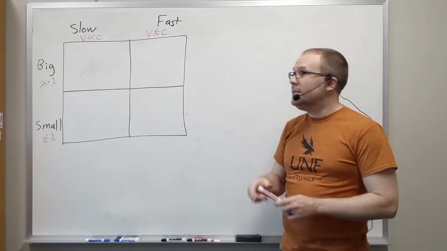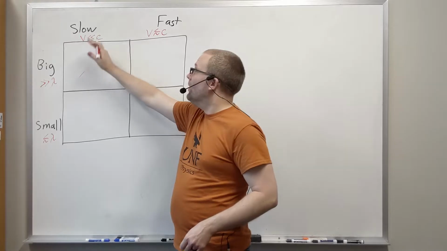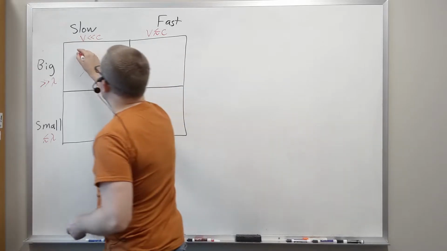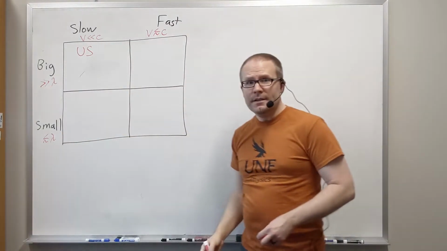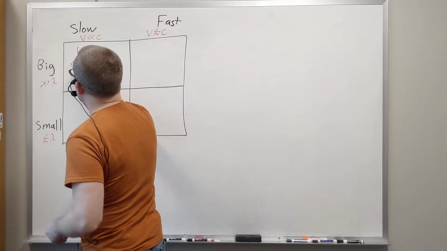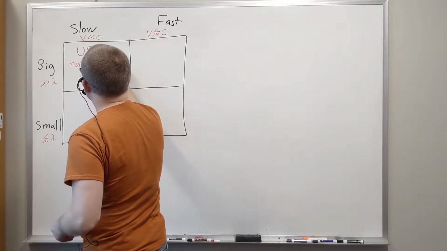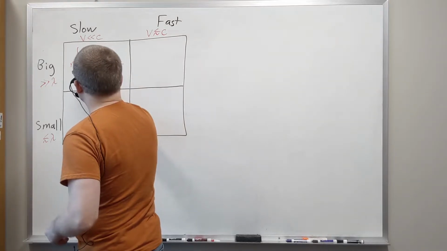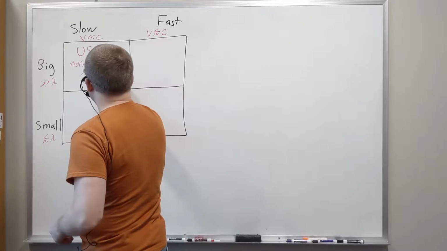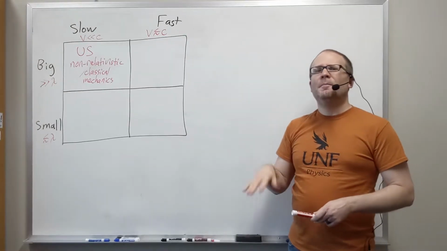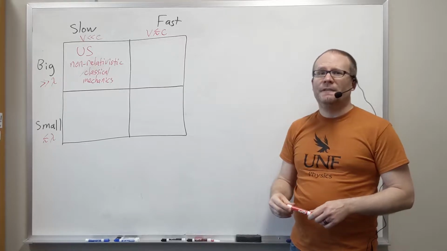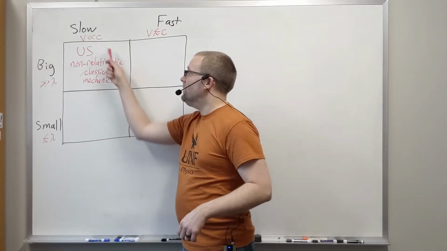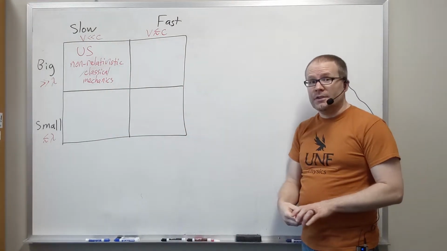We as human beings live in this corner. We are slow compared to the speed of light, and we are incredibly big compared with our own wavelength. So this is us. This is the domain of non-relativistic, classical mechanics. This is everything you learn in Physics 1 and pretty much everything you learn in Physics 2. So all that entire year of intro physics, you are in this one corner of the universe.